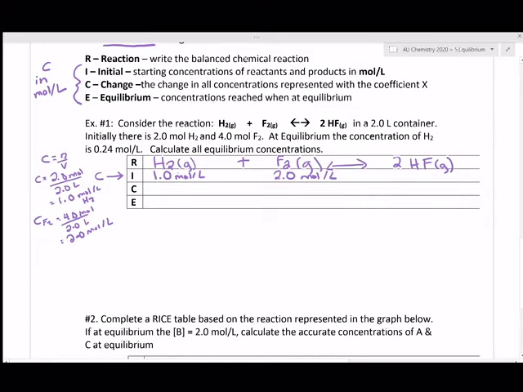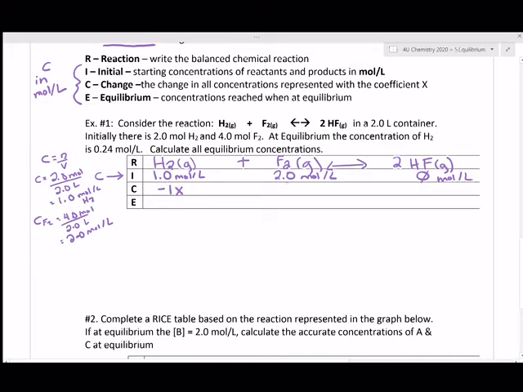So before we start, if that's what we put in the container, over here for the product, you can say that there is just 0. So at the beginning, you didn't have any product. Now here's the key. How much does stuff change by? Well, we don't know, but we do know for every 1 mole of hydrogen, it's going to react with 1 mole of fluorine and make 2 moles of hydrogen fluoride. So we can say that this changes by minus 1x.